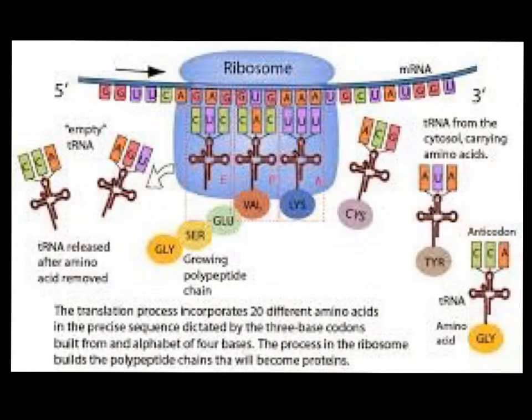The mRNA comes from the DNA to the ribosome, and the ribosome and the tRNA connect together to make amino acids, which will become a protein. The translation process incorporates 20 different amino acids, and the precise sequence is dictated by 3 base codes built from the alphabet of 4 bases. The process in the ribosome builds the polypeptide chains that will become proteins.